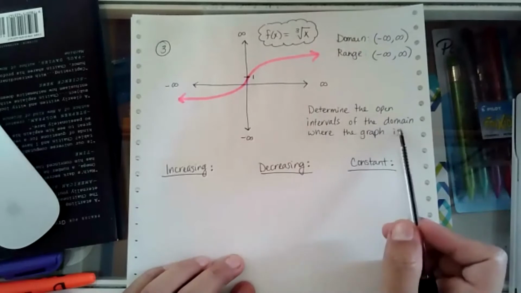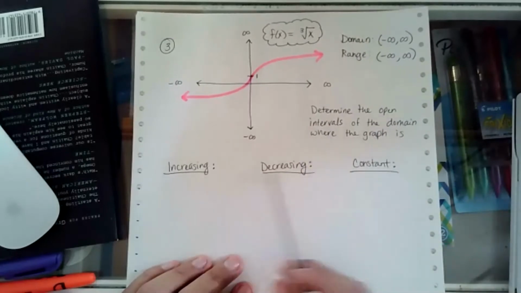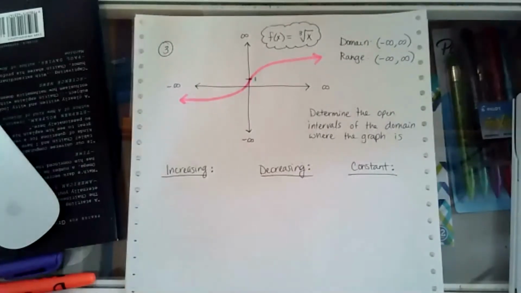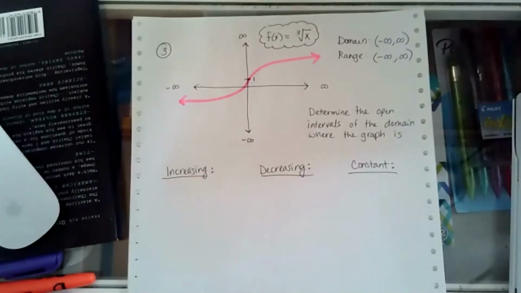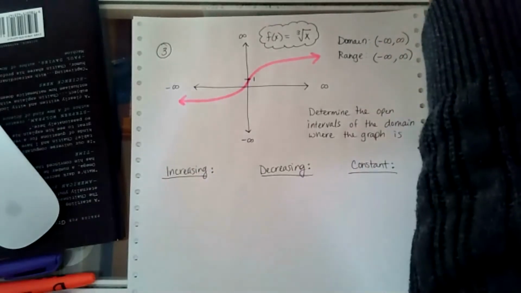Determine the open intervals of the domain where the graph is increasing, decreasing, or constant. So I'm going to give you guys about 2 minutes. Think about it, and then we'll jump in and see what we think about the regions where the graph is increasing, decreasing, and constant. Do you guys need me to zoom in a little bit here?